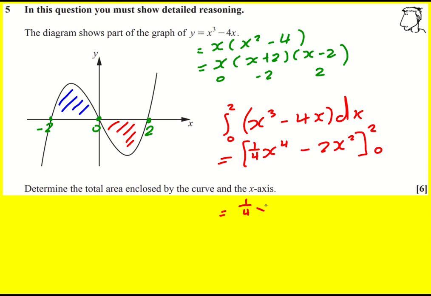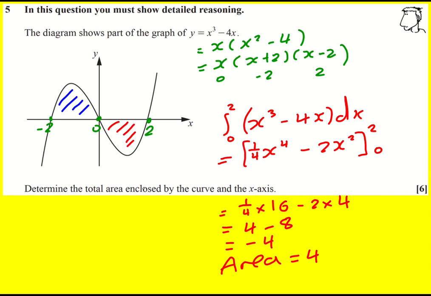Going to be 1/4 times 16 minus 2 times 4. I'm expecting to get a negative, by the way, because it's below the axis, and we get 4 minus 8, so minus 4. So the area is going to equal 4.